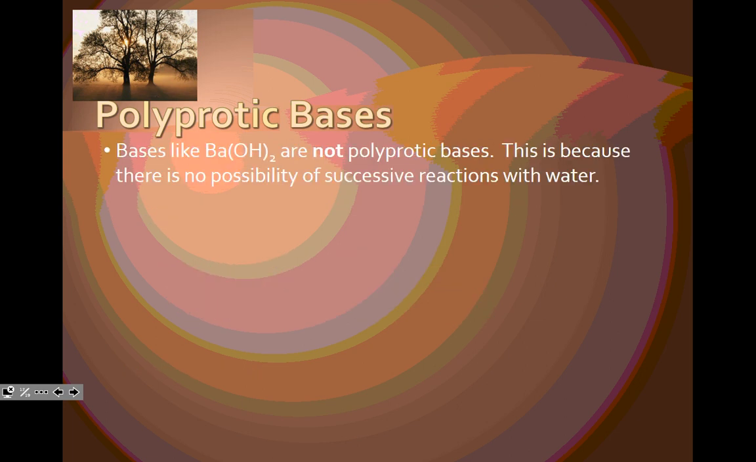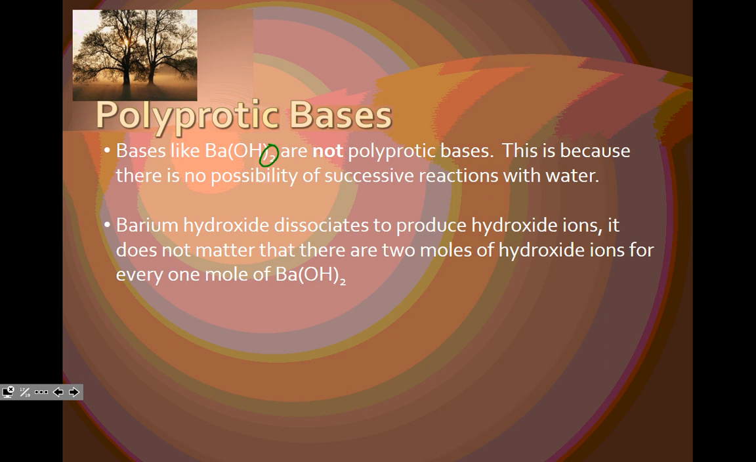So do not confuse a subscript here with a barium hydroxide, for example. Those are not polyprotic bases. This just tells you that when it dissociates, it's going to dissociate into 1 barium ion with a +2 charge, and it's going to form 2 hydroxide ions when it dissociates, okay?